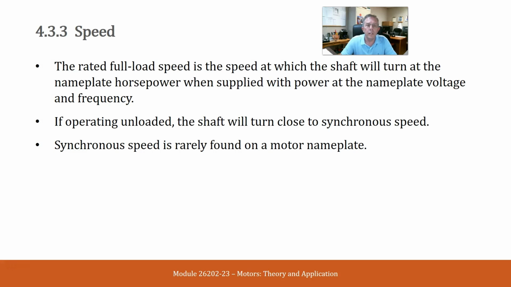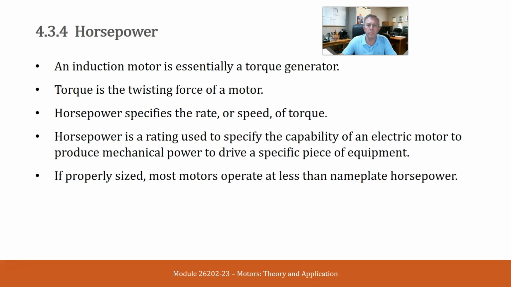Speed. The rated full load speed is the speed at which the shaft will turn at the nameplate horsepower when supplied with power at the nameplate voltage and frequency. If operating unloaded, the shaft will turn close to synchronous speed. Synchronous speed is rarely found on a motor nameplate.